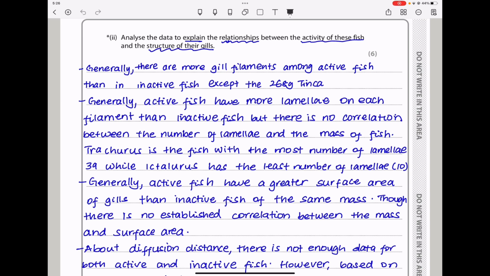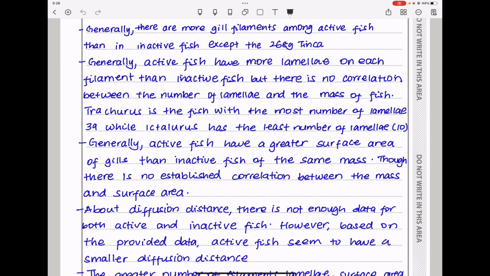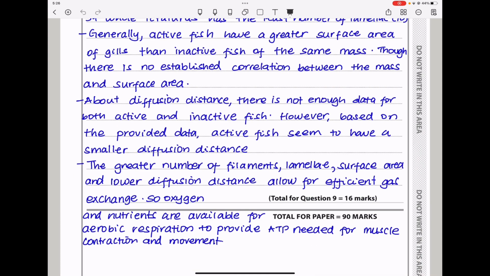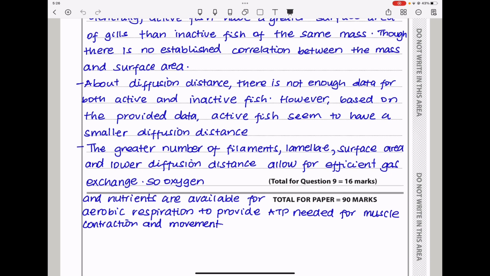Also, generally, active fish have a greater surface area of gills than inactive fish of the same mass, though there is no established correlation between the mass and the surface area. About the diffusion distance, there is not enough data for both active and inactive fish. However, based on the provided data, active fish seem to have a smaller diffusion distance. And finally, the greater the number of filaments, the lamellae, surface area, and lower diffusion distance allow for efficient gas exchange, so oxygen and nutrients are available for aerobic respiration to provide ATP needed for muscle contraction.